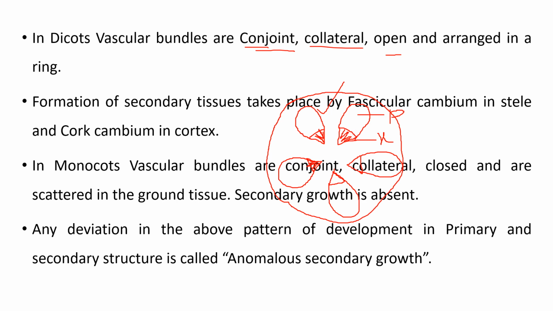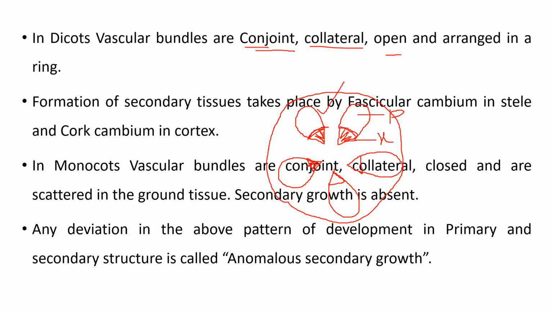In the monocot, the vascular bundles are conjoint, collateral but closed. In dicot vascular bundles, between xylem and phloem, one cambium layer is present, which helps in secondary growth. The secondary growth starts from this cambium.